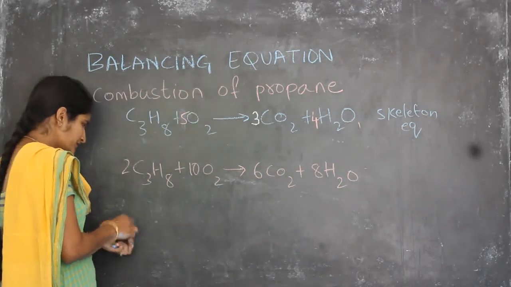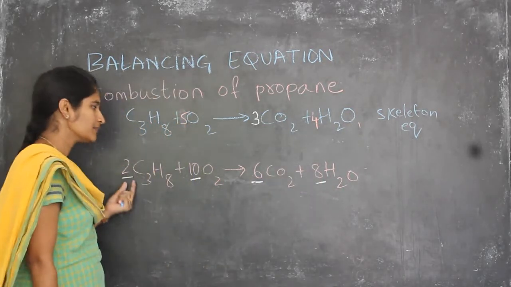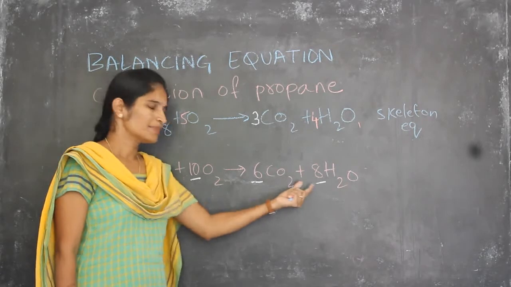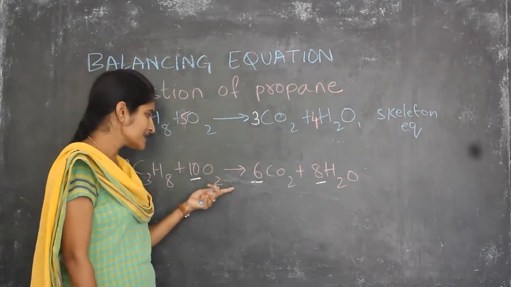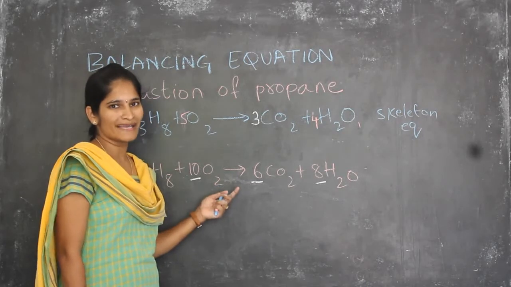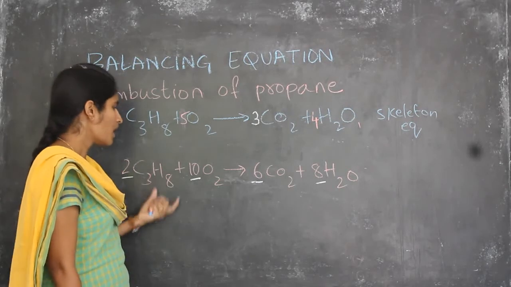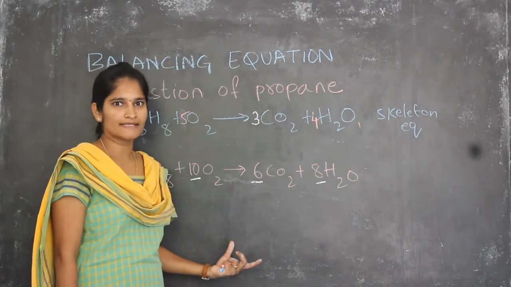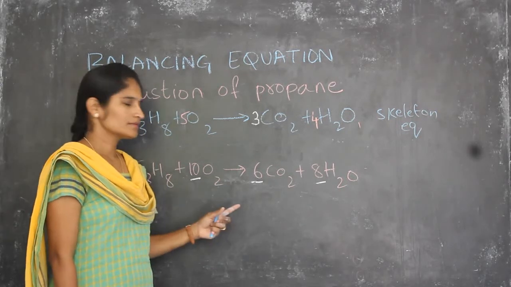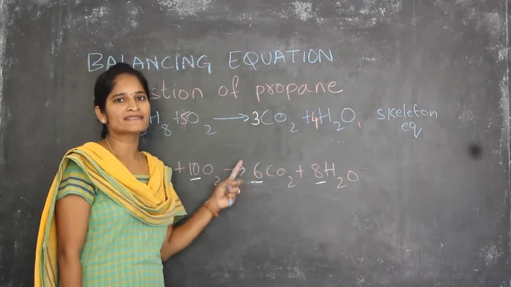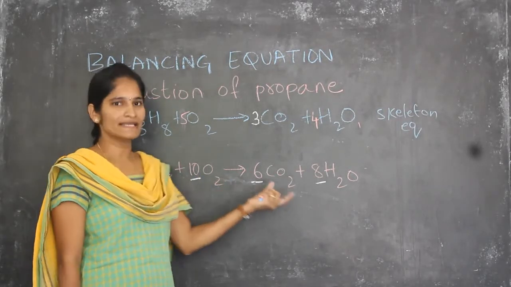So the coefficients which are present before the formula units, all are big numbers. That means those are not least numbers. So can I say this is a balanced equation? No, I cannot say this is a balanced equation. Why, teacher? You can say that all atoms are equal, so we can say it is a balanced equation. Yes, of course, that is a point. But we need to have least numbers in the equation. That means the coefficients should be least numbers.